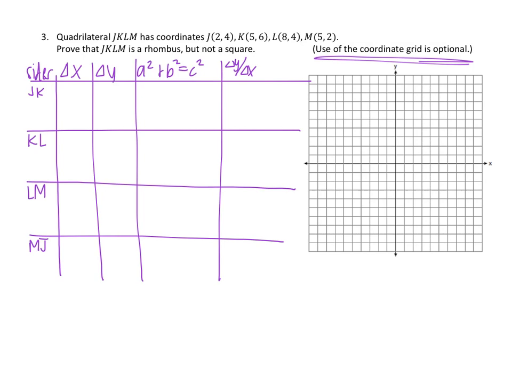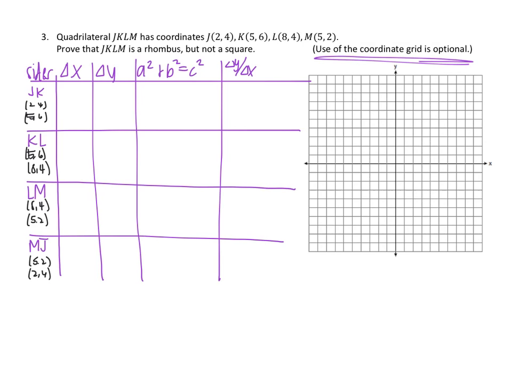In the last video, I'm not sure if you watched it or not, but I took some time to write the coordinates beneath each letter. So J, for example, is 2, 4. Then K is at 5, 6. Again, K, 5, 6. And L, 8, 4. L is 8, 4. M is 5, 2. M is 5, 2. And J is 2, 4.